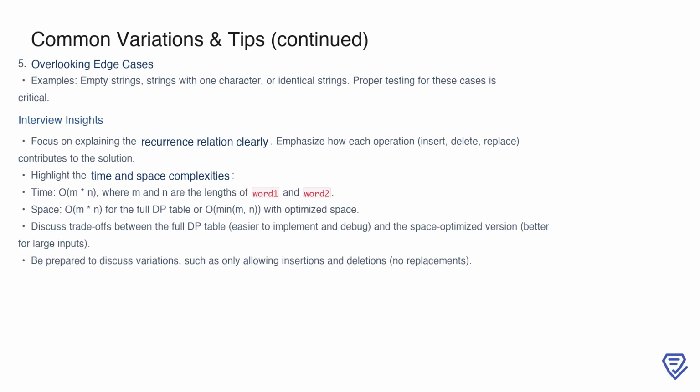Be ready to discuss the trade-offs between these approaches. While the full DP table is easier to implement and debug, the space-optimized version is better suited for large inputs. Additionally, you might encounter variations of this problem, such as scenarios where only insertions and deletions are allowed, without replacements.